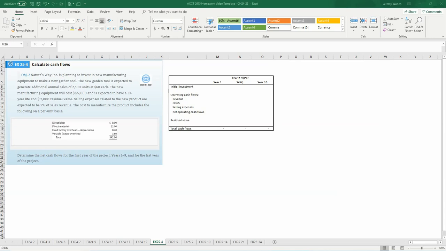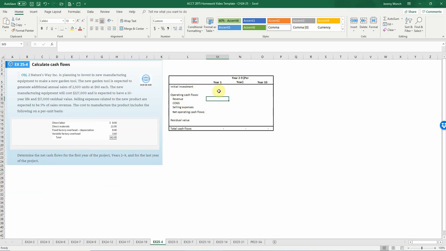10 years. Selling expenses are 5% of sales, and then it gives us a per unit cost basis down below. So our direct materials, direct labor, and overhead. And so it asks us to figure out, hey, what are the cash flows going to be over this project? So we got cash flow in year 1, the cash flow in years 2 through 9, and the cash flow in year 10. It's the simplest way to break it out.